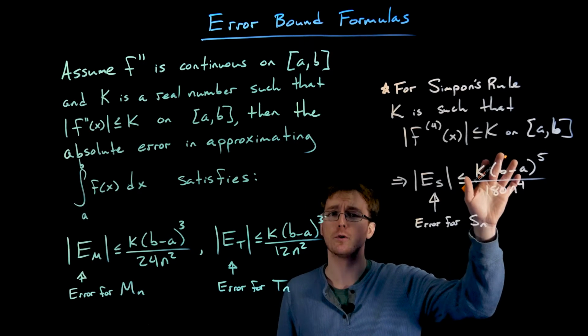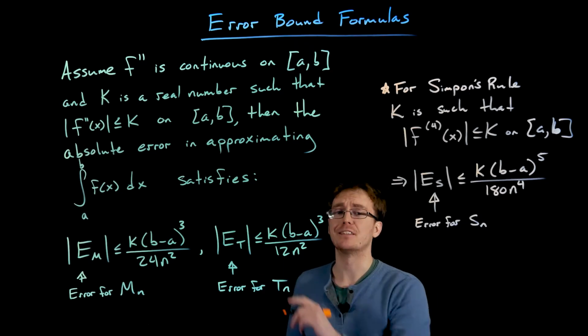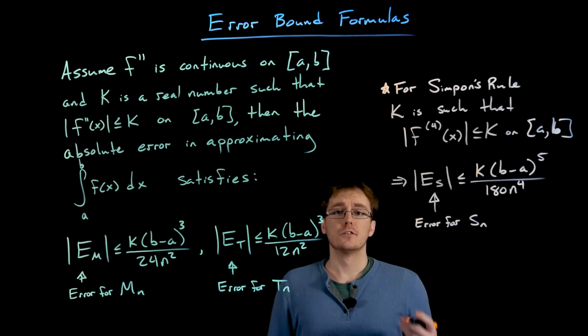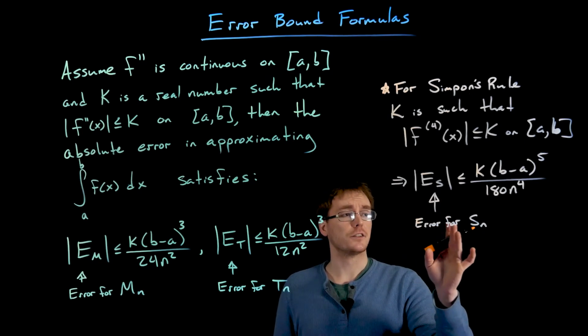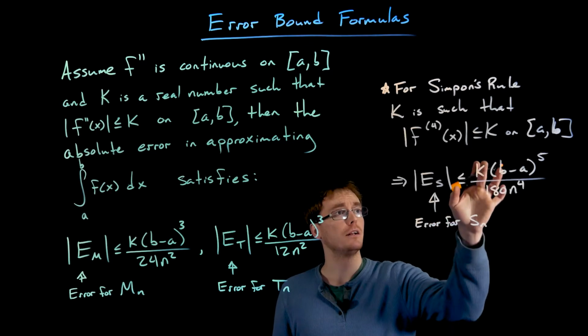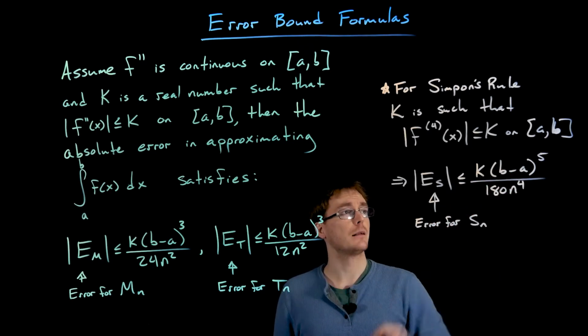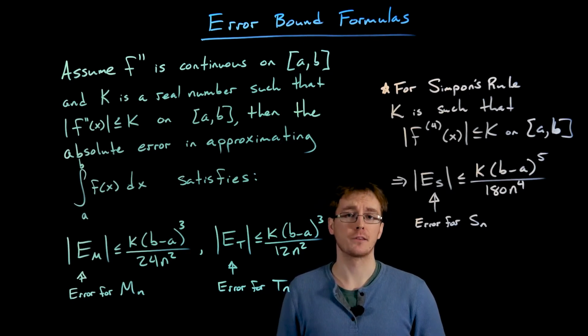It's playing a very similar role, but now it's for the fourth derivative of our function instead of the second derivative of our function. So with that, we can say that the absolute value of the error when using Simpson's rule with n is always going to be less than or equal to the special number k times the quantity b minus a to the 5th divided by 180 times n to the 4th.